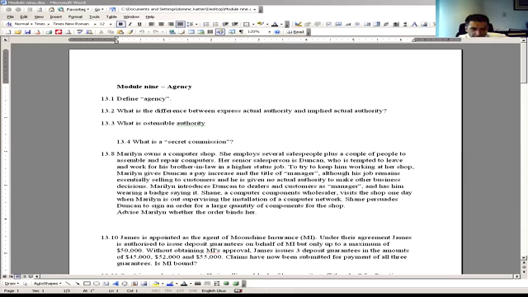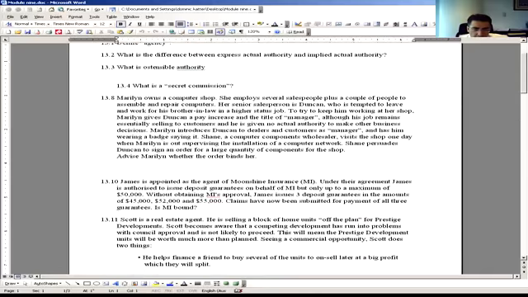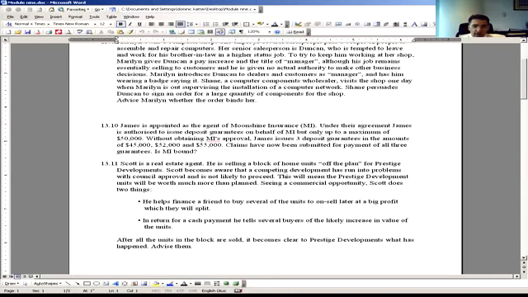All right, the next question. James is appointed as the agent of Moonshine Insurance. Under their agreement, James is authorised to issue deposit guarantees on behalf of Moonshine Insurance, but only up to a maximum of $50,000. Without obtaining Moonshine Insurance's approval, James issues 3 deposit guarantees in the amounts of $45,000, $52,000 and $55,000. Claims have now been submitted for payment of all 3 guarantees. Is MI bound?